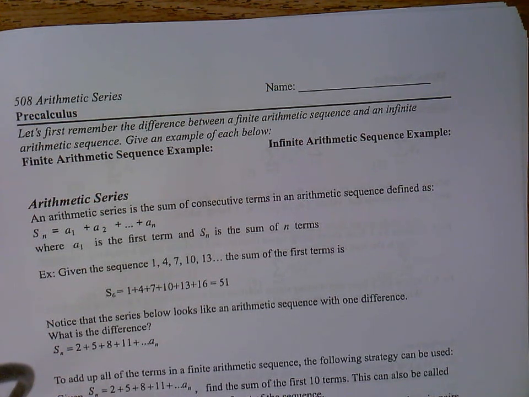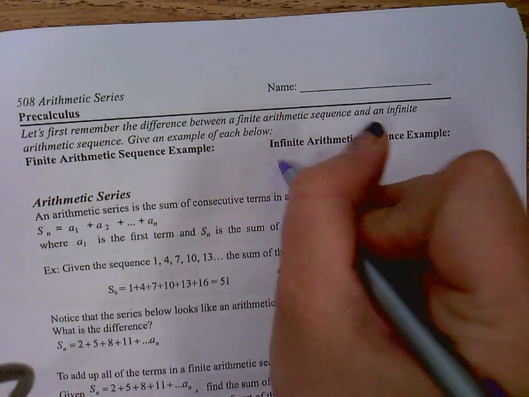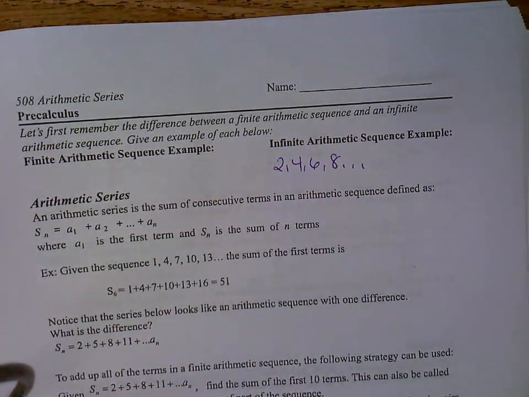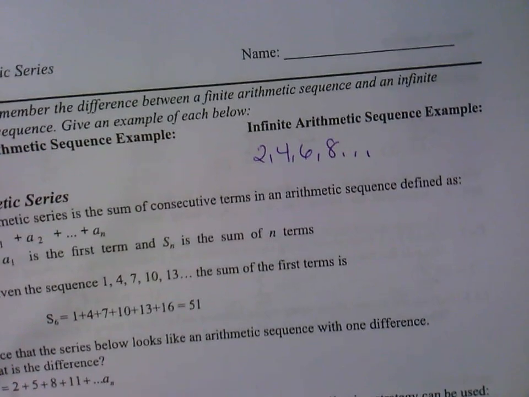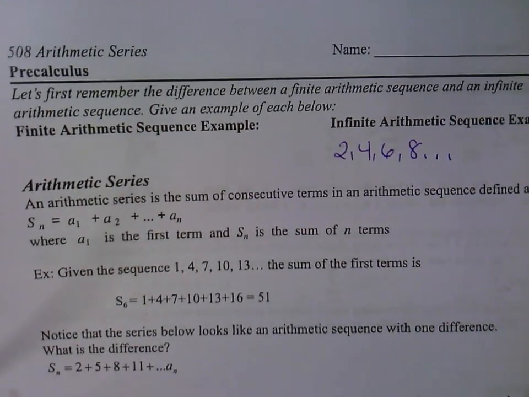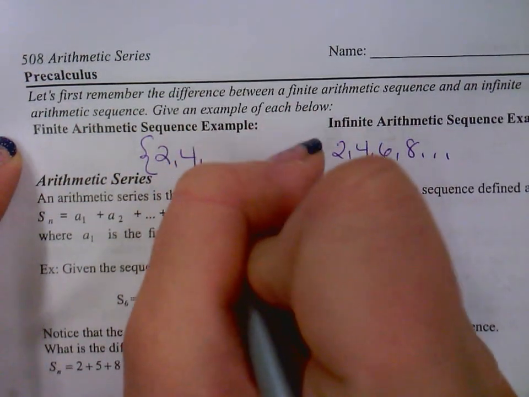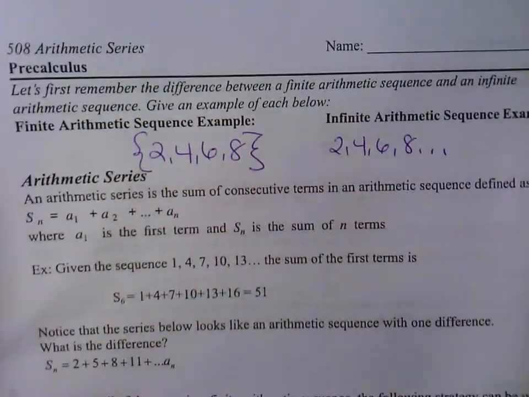It's the opposite. What do you think infinite means? Infinite means it goes on forever and ever. So, for example, 2, 4, 6, 8, dot, dot, dot. It goes on forever without end, right? If it's finite, it actually ends. So my sequence would be like 2, 4, 6, 8, end.